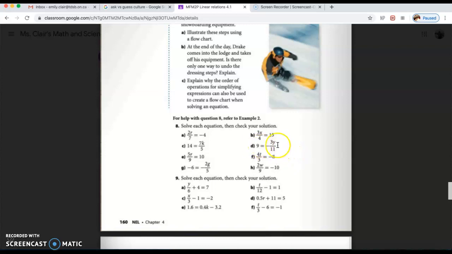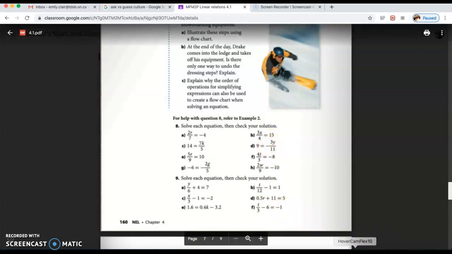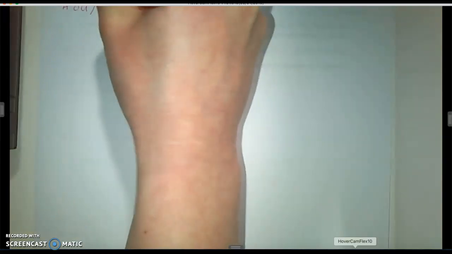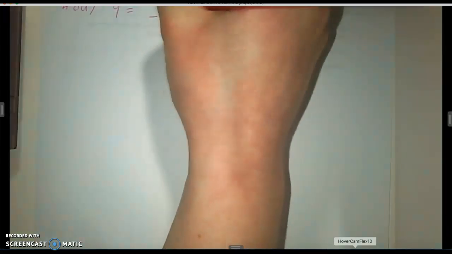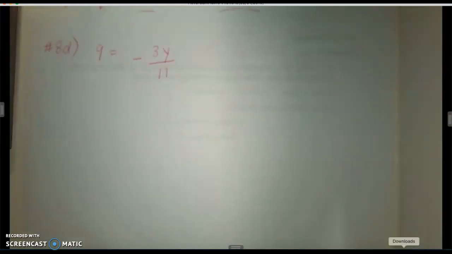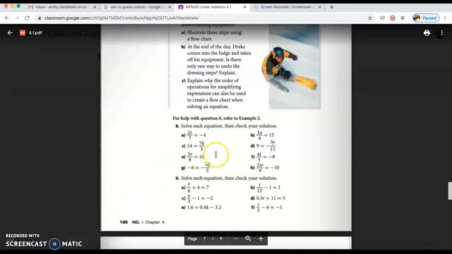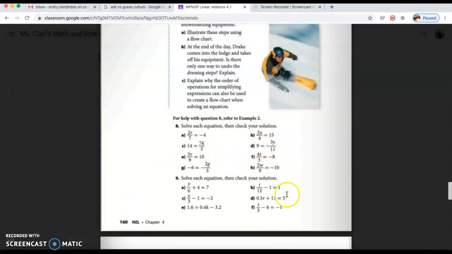So 9 equals minus 3y over 11. Okay, so I need a fresh piece of paper. And this is number 8D. 9 equals negative 3y over 11. Let me just double check that that's right. D, 9 equals negative 3y over 11.